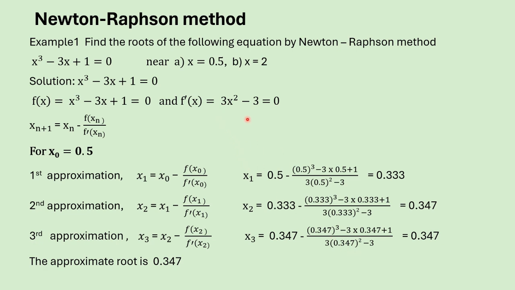Here we have to see that this value and this value are the same. So we'll stop the iteration, and the approximate root is this. Now we'll take the case where x is equal to 2.